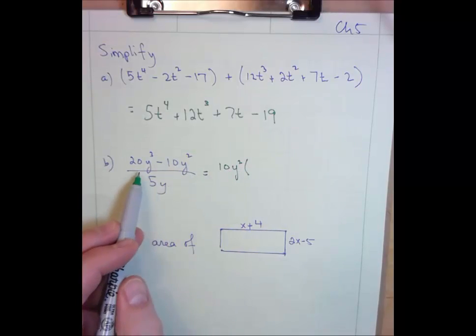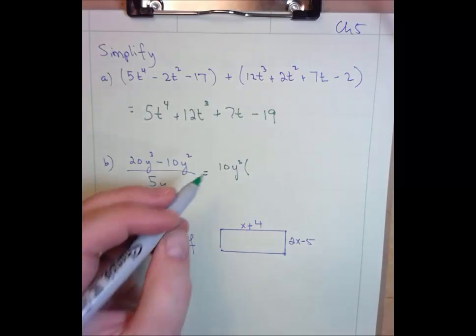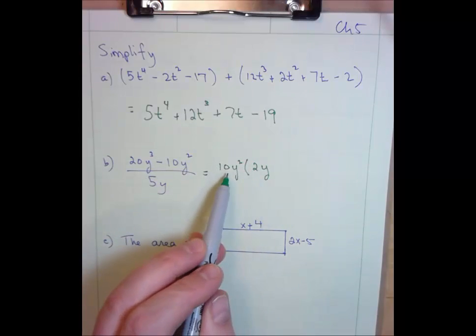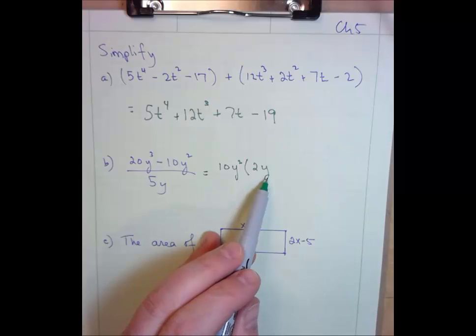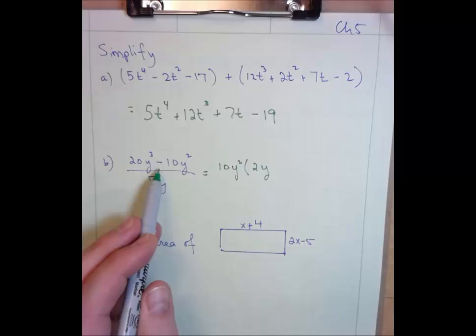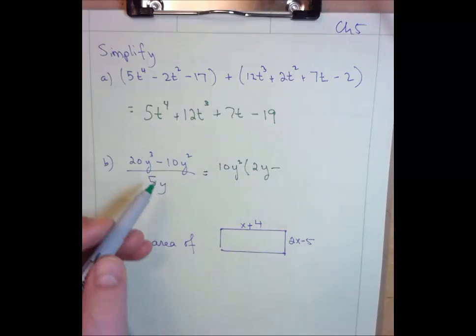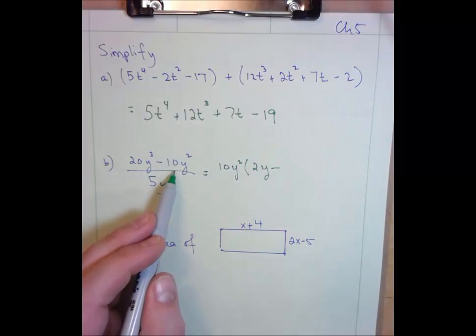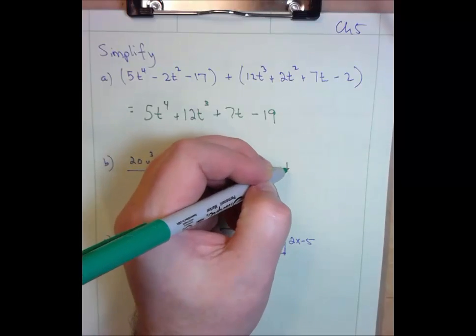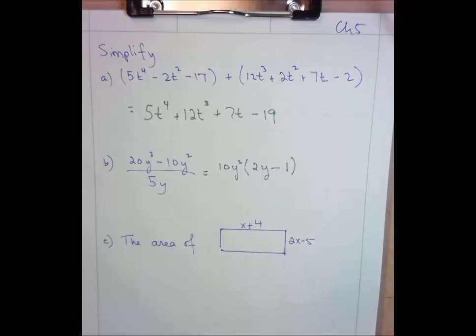When we take out a 10 and a y squared from this first term, we're left with 2 times y. And just double check, this multiplication, 10y squared times 2y, is 20y cubed, and that's the original term. And then, from this second term, the minus sign's hanging out, we've factored out the 10, that's out, and the y squared is also factored out, so hey, just a 1 is what's left over.